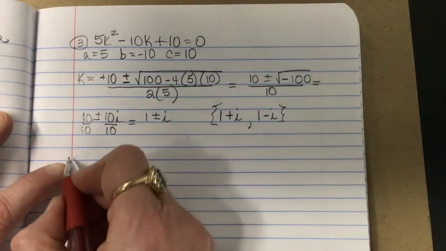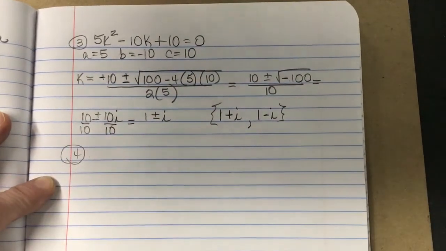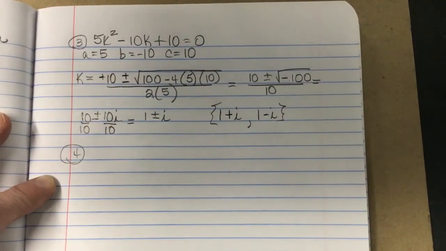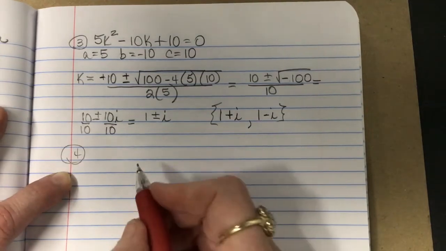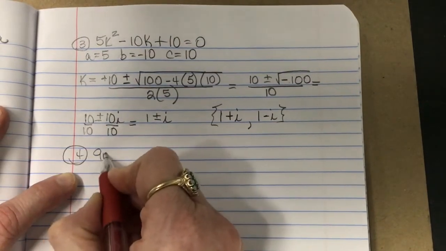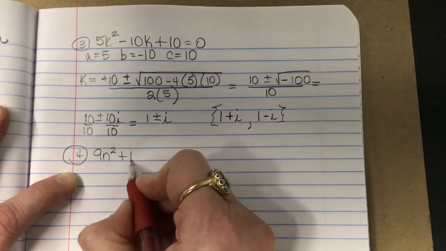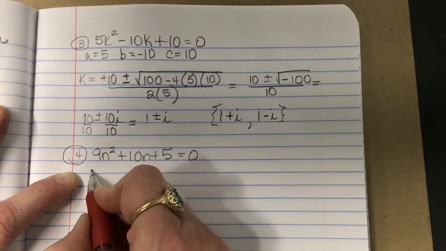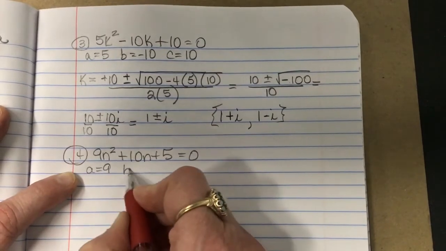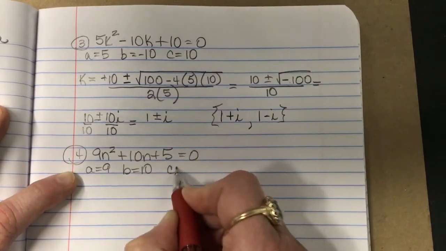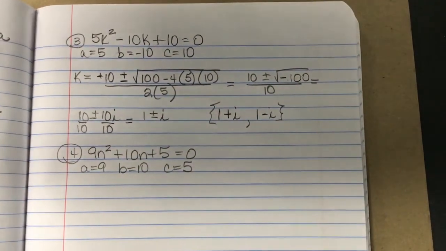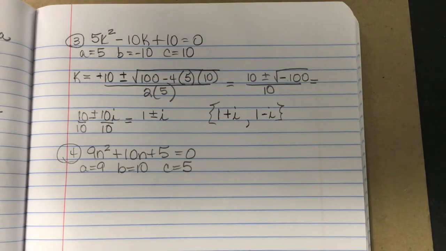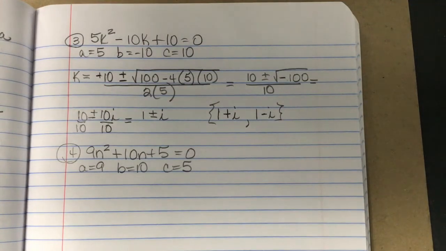Doing good. Number 4. Let's do 9n squared plus 10n plus 5 equals 0. A is 9, B is 10, and C is 5. This method is the best method because only one of these would have factored. Number 1 was the only one that would have factored.